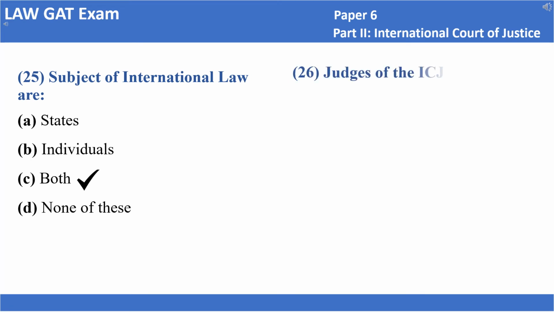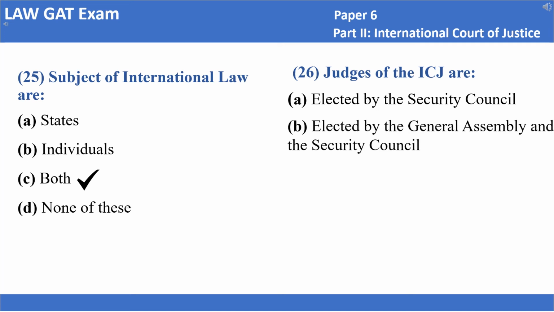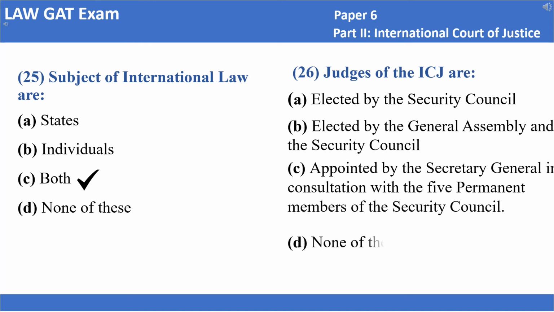Judges of the ICJ are, option A, elected by the Security Council, option B, elected by the General Assembly and Security Council, option C, appointed by the Secretary General in consultation with the 5 permanent members of the Security Council, or option D, none of these. The correct answer is option B, elected by General Assembly and the Security Council.